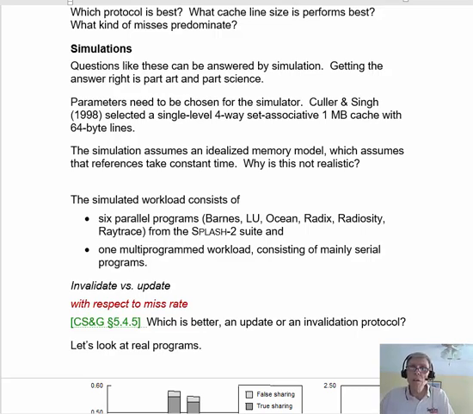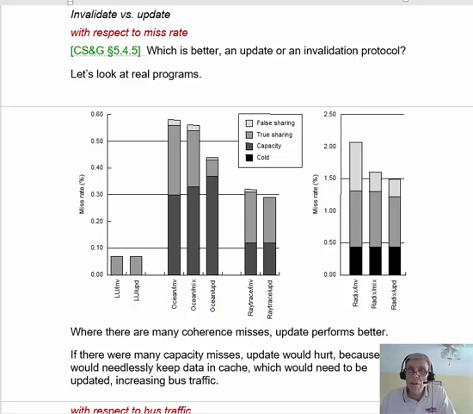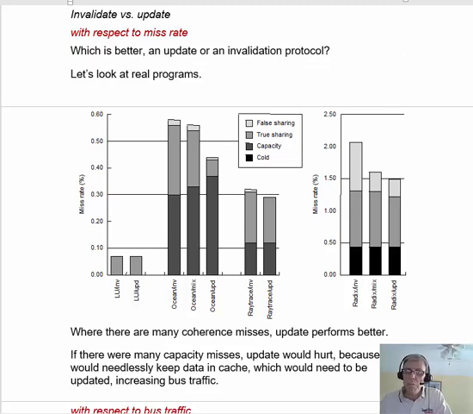The simulated workload consists of several programs from the Splash 2 suite: Barnes, LU, Ocean, Radix, Radiosity, and Raytrace, and one multi-programmed workload consisting of mainly serial programs. The first comparison was invalidate versus update protocols. With regard to miss rate, which protocol performs better, update or invalidate?